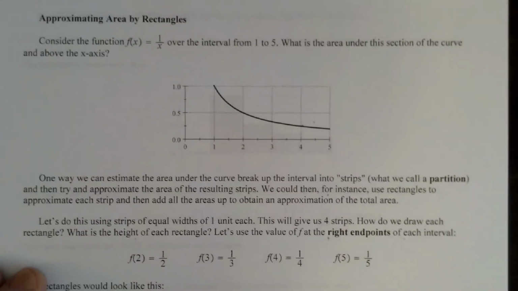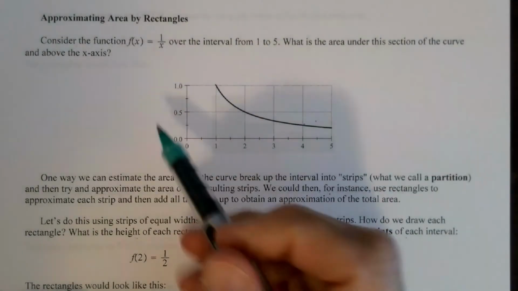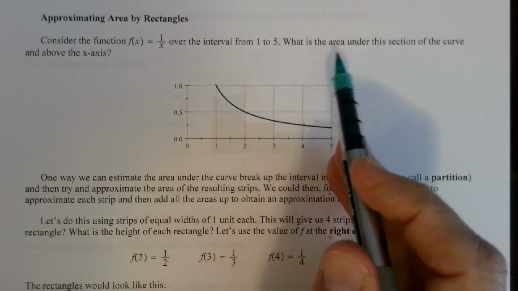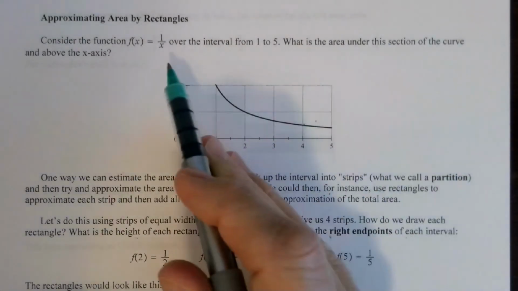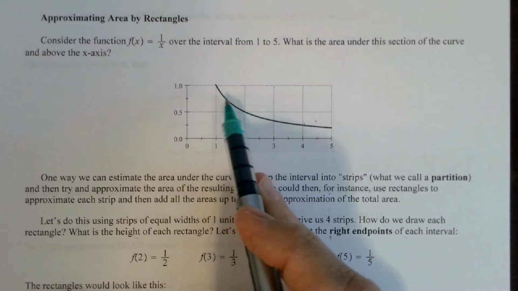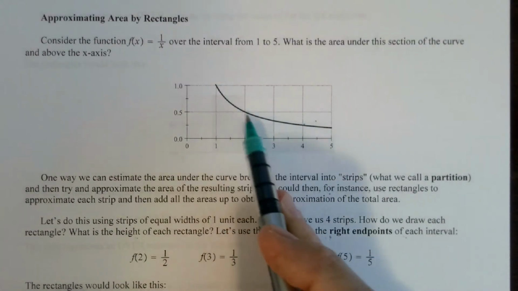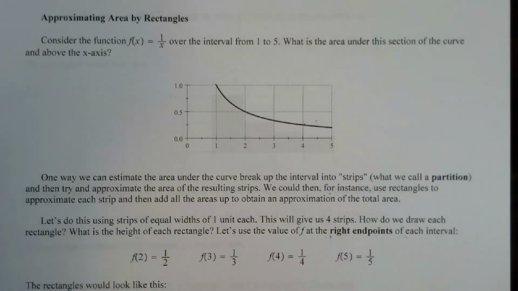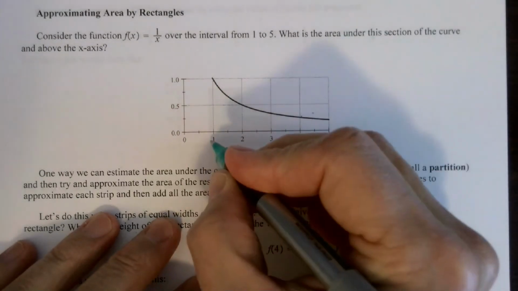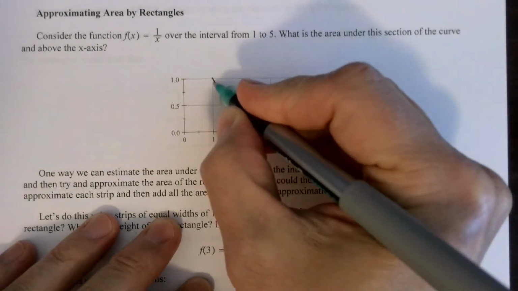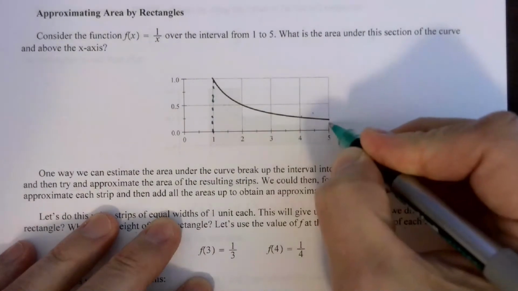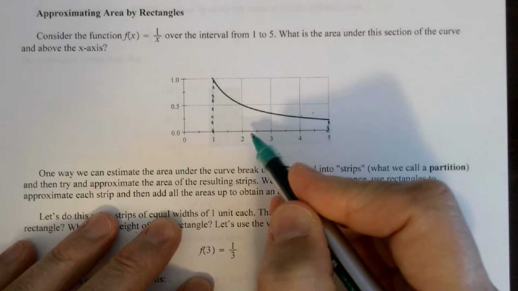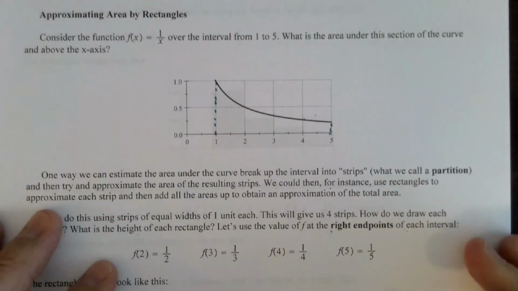Here's our problem. Consider this function, the function 1 over x, over the interval from 1 to 5. What is the area under this section of the curve? So maybe this is the velocity of your object over time, and your velocity is decreasing, right? It's not constant, it's decreasing. So what would be the distance traveled in that case, for instance? And we're going to just do this from x equal 1 to 5. So basically, I'm talking about the area under this curve. Now, this area under this curve is not a rectangular region, right? It's not a triangle, circle, or anything normal. How do we do that?